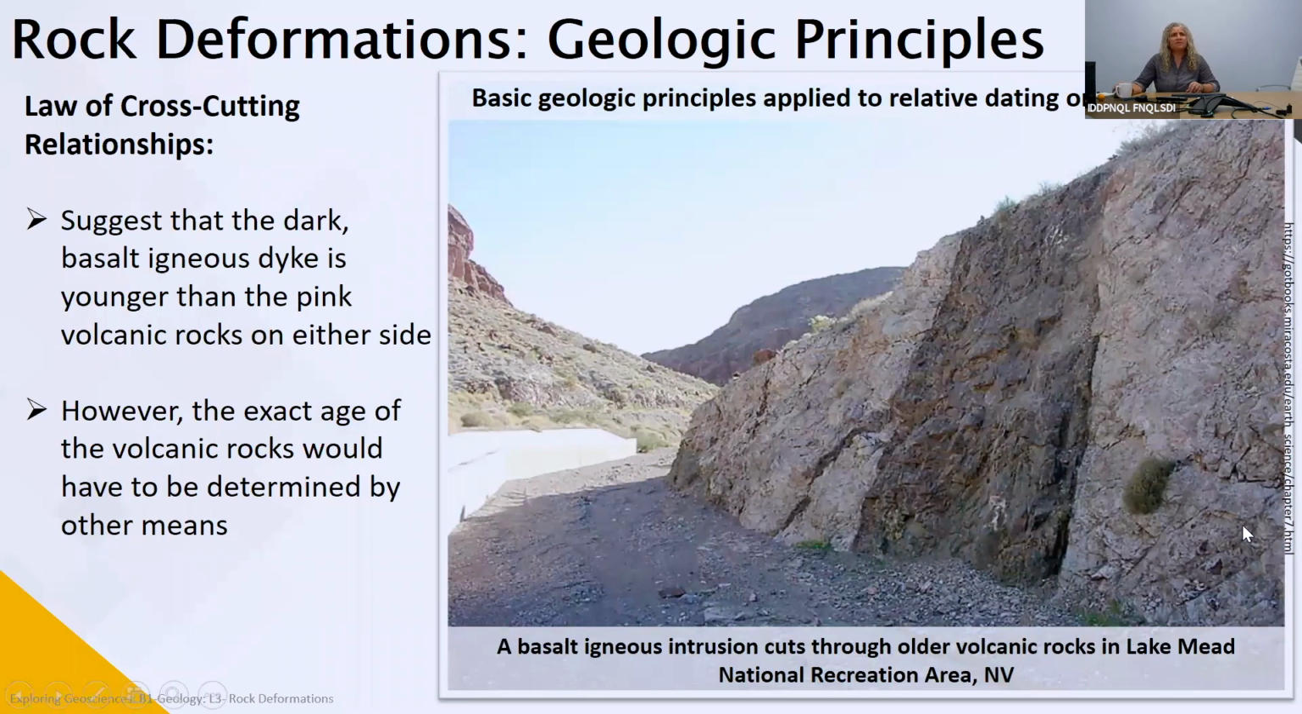Here is an example of cross-cutting relationships. So we have the dark basalt here in this dike, which is younger than the pinkish volcanic rocks on either side. So anything that is being cross-cut is always older than the element that cuts through it. So the exact age of the volcanic rocks would have to be determined by other means, but we can at least put a relative age on these rocks in the field.